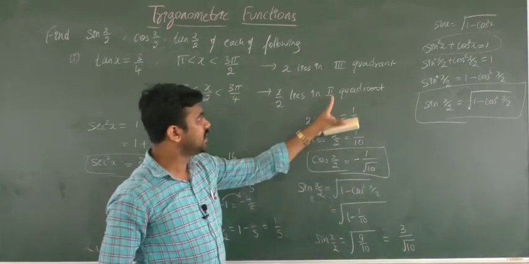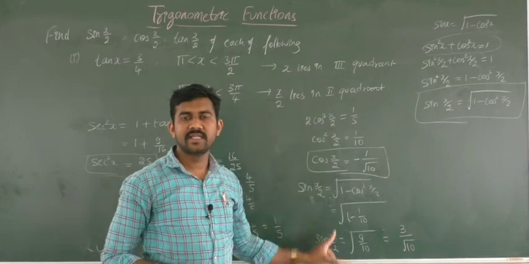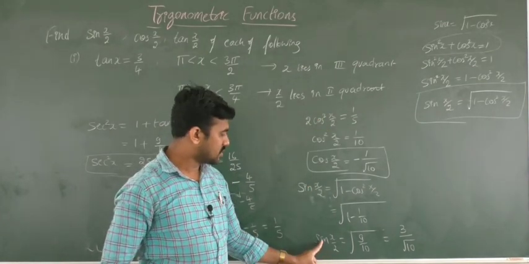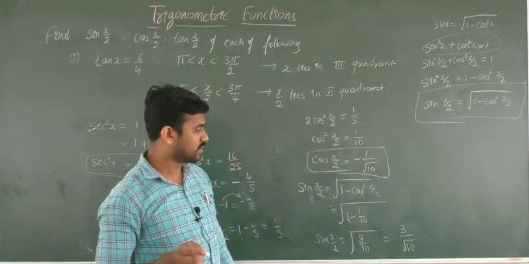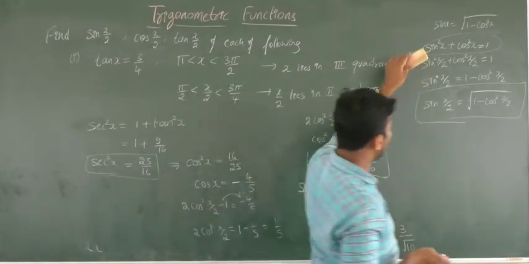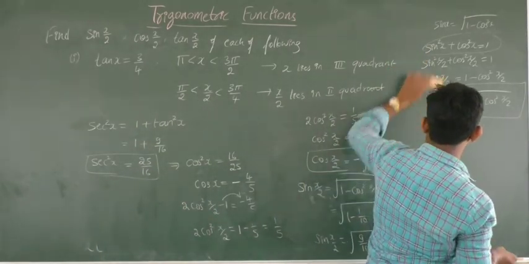And x by 2 lies in second quadrant. In second quadrant sin is positive. So sin x by 2 is directly we can say plus 3 by root 10. And now we will find next tan x by 2 value.